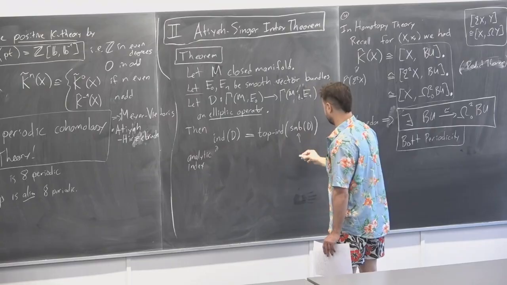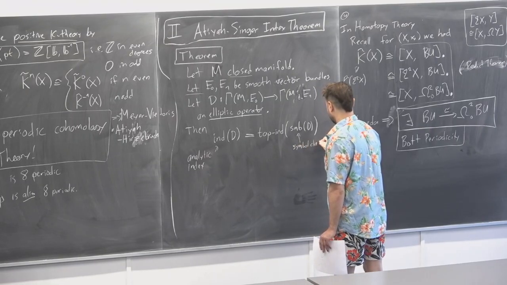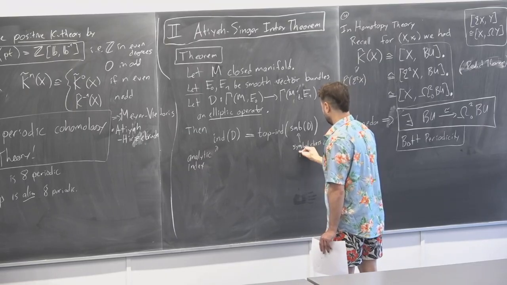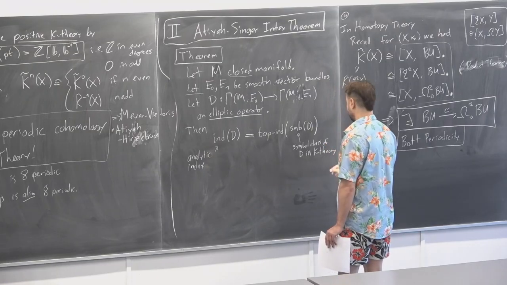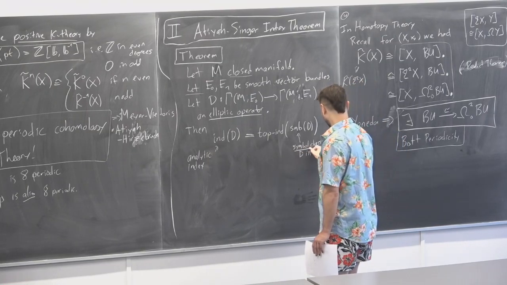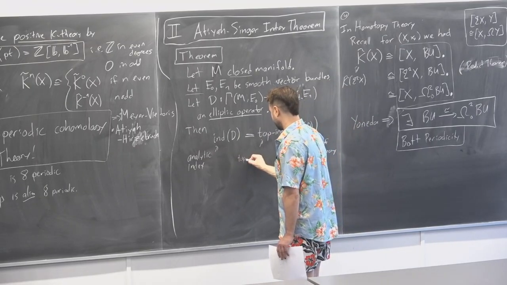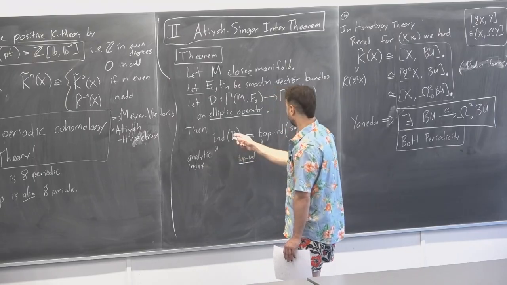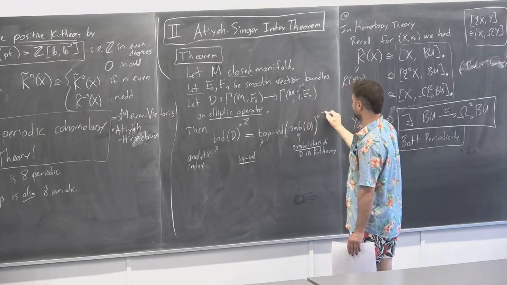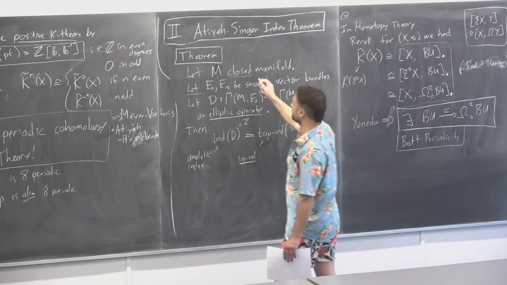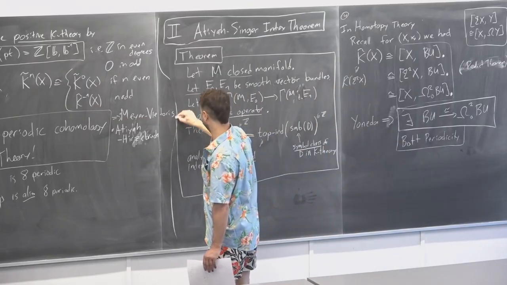So the symbol class of D needs a definition. It's an element in K-theory. We'll see exactly which K-theory. So we'll have to define that, and we'll also have to define the topological index. But both of these are numbers. They're both integers. The Atiyah-Singer index theorem is really just saying that there's these two very strange integers that we've concocted, and it turns out that they are the same.